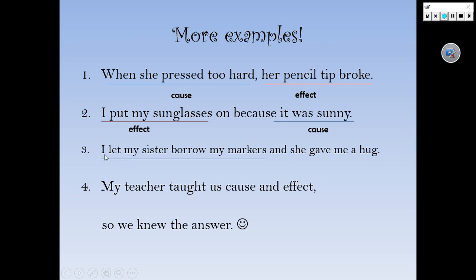Okay, for the next one, I let my sister borrow my markers. That's the cause. And she gave me a hug. How sweet. So that was the effect, because giving her the markers caused her to give the hug. Here's a last example. My teacher taught us cause and effect. That's a cause. And so then we knew the answer. That's the effect. Okay, so the cause always happens before the effect happens.